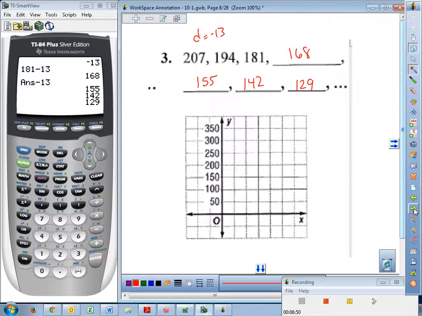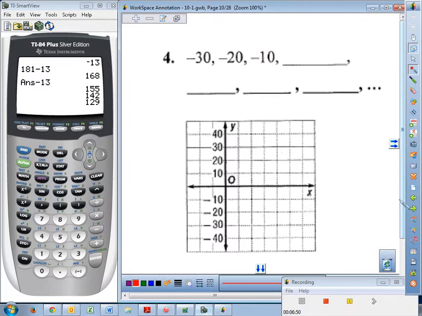You can pause the video and get those graphed. And it should be pretty linear. I mean, I know it's just a little bit of a guessing game right there, but pretty simple. This one, extremely simple to graph.